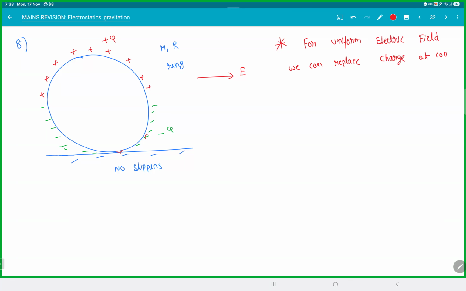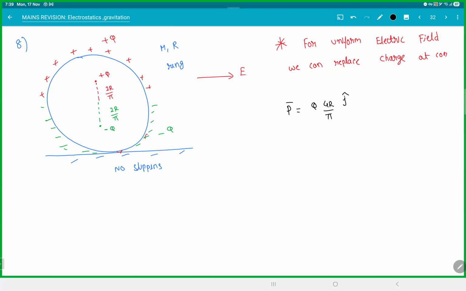So that means you should know the center of mass of a half ring formula. Hope you guys remember it. If you don't know that, you're gone. For plus Q, that will be 2R by pi. For minus Q, that will be 2R by pi. So you can replace this whole thing with a dipole. P bar will be Q into 4R by pi into j cap.